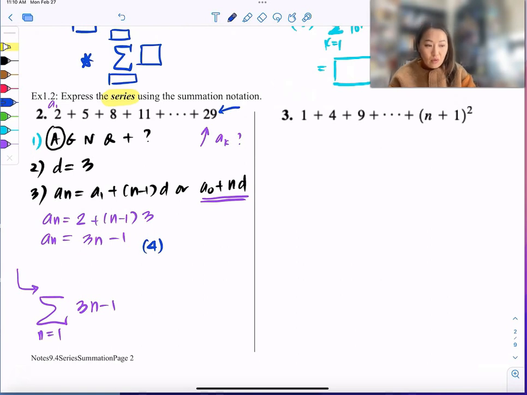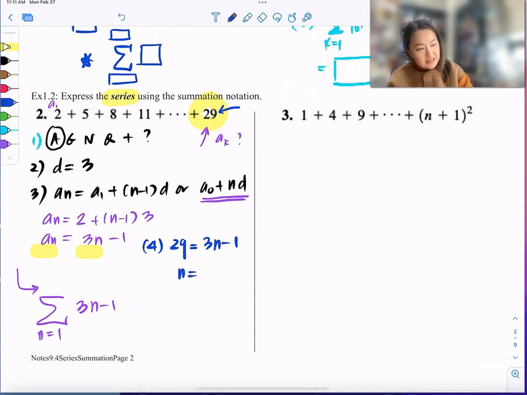So what do you have to do? a sub n is equal to 29. You don't know n, right? But what do you know of this formula here? You know that 29 equals 3n minus 1, so you've got to calculate n. What do you get for n? n is equal to 10, and 10 goes here.